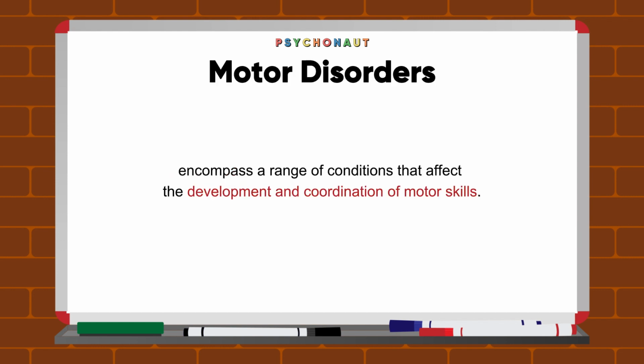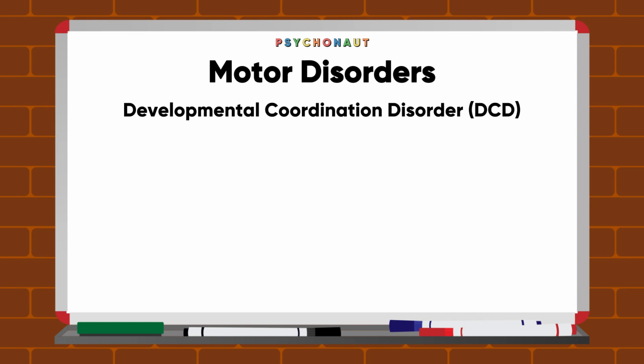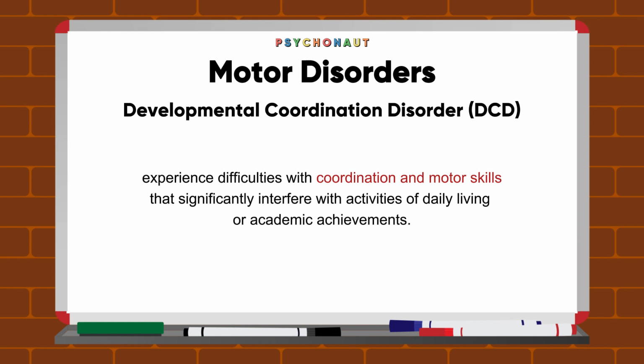Lastly, we have motor disorders. Motor disorders encompass a range of conditions that affect the development and coordination of motor skills. The first motor disorder we'll explore is Developmental Coordination Disorder, DCD. Individuals with DCD experience difficulties with coordination and motor skills that significantly interfere with activities of daily living or academic achievements. These difficulties may manifest as problems with fine motor skills, such as tying shoelaces or buttoning buttons, or gross motor skills, such as running or catching a ball. Occupational therapy and tailored interventions can help individuals with DCD overcome these challenges.